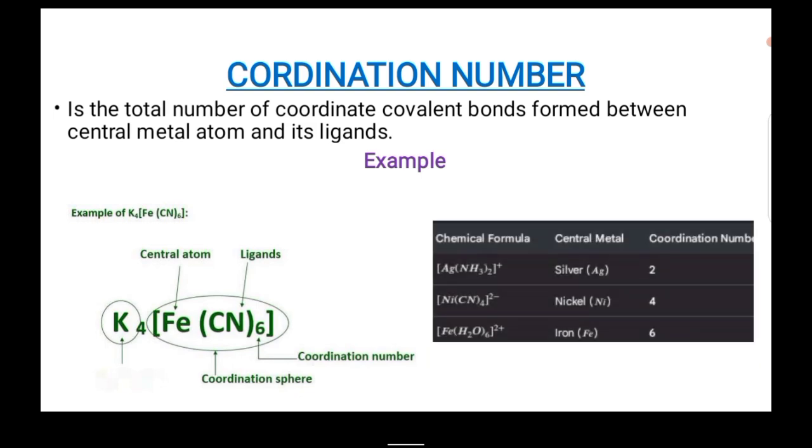Another example, we have 3 examples there. We have sulfur and ammonia. We have 2 in the first example, so we have 2 coordinate covalent bonds in that compound. The next one, the coordination number is 4, so we have 4 coordinate covalent bonds. Another example at the end, we have iron and water. So we have 6 coordinate covalent bonds in that structure.